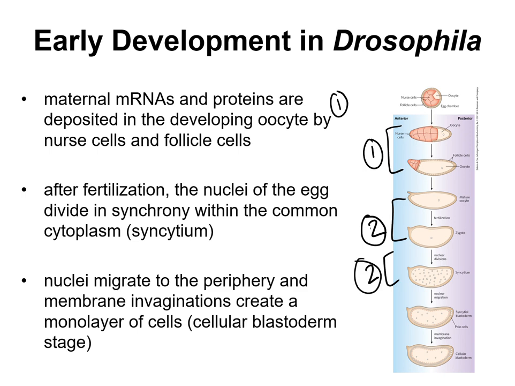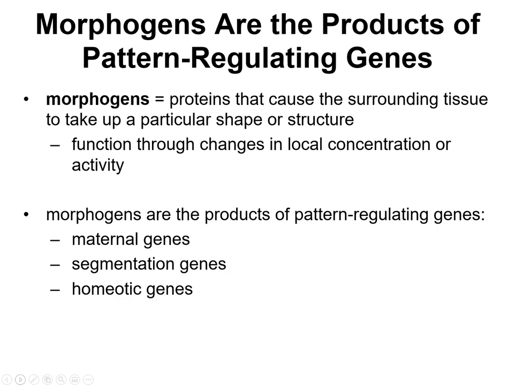Well, the next part is where we've got nuclei migration to the periphery. And then you're going to start creating invaginations and creating a monolayer of cells. We've made a blastoderm. And you're going to keep on having that kind of process where you're making all these cells and they're going to go to different places.